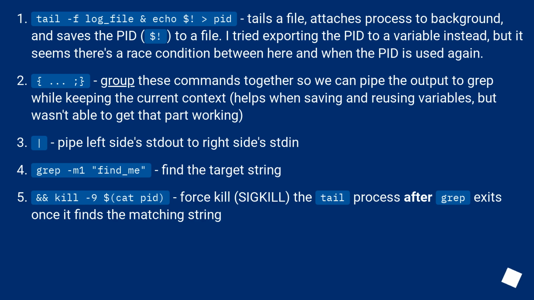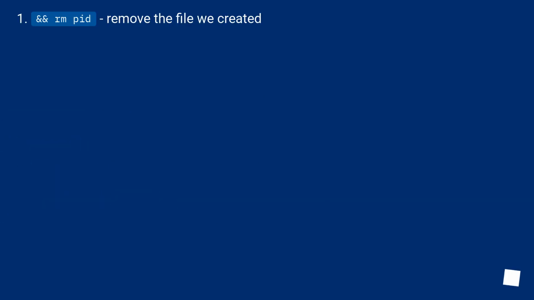grep -m1 find_me finds the target string. && kill -9 $(cat pid) force kills, with SIGKILL, the tail process after grep exits once it finds the matching string. && rm pid removes the file we created.